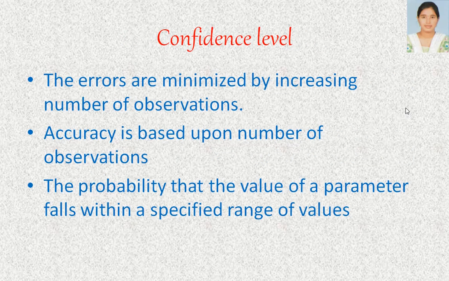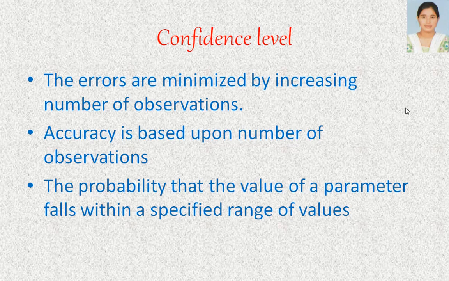Let us see what the confidence level is. The results are based upon probability theory. Therefore, errors are likely to occur. These errors can be minimized by increasing the number of observations. Accuracy in the results is based upon the number of observations. Therefore, it is necessary to decide what accuracy is required in order to arrive at the number of observations required to attain the required standard of frequency accuracy.